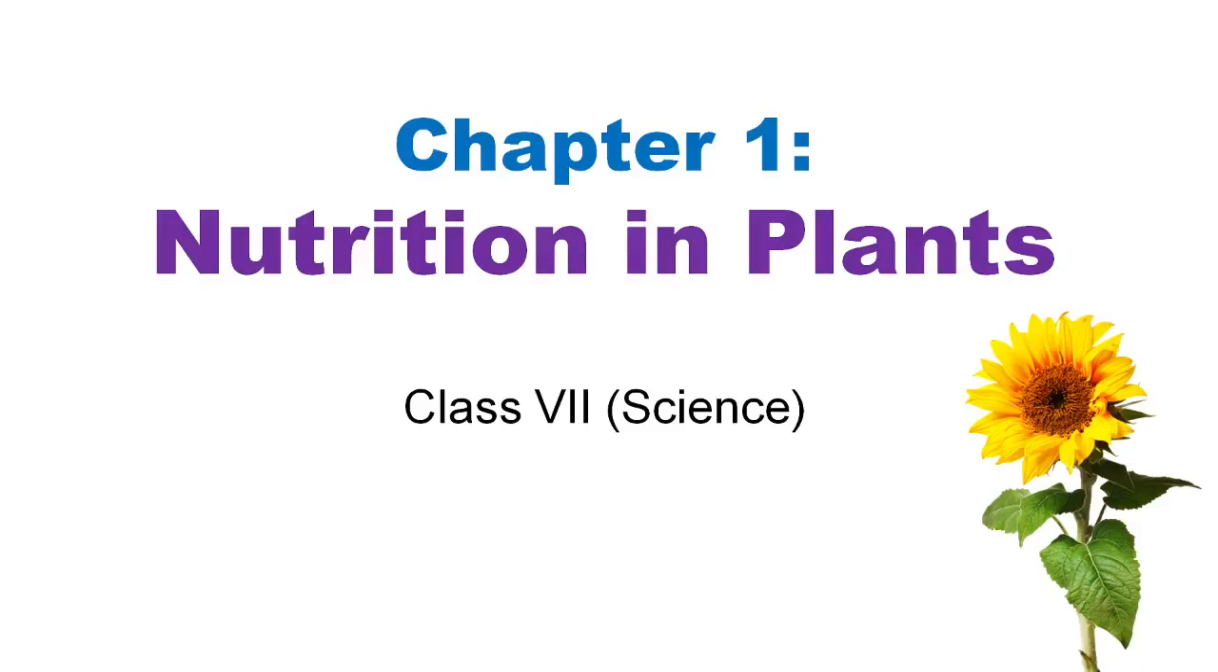This will be the first video of your class 7 science, and we are going to start with chapter number 1, nutrition in plants. So what do we mean by nutrition? The definition given in your textbook is: nutrition is the mode of taking food by an organism and its utilization by the body. So we will be talking about how a plant obtains food from nature, and how it utilizes that food.